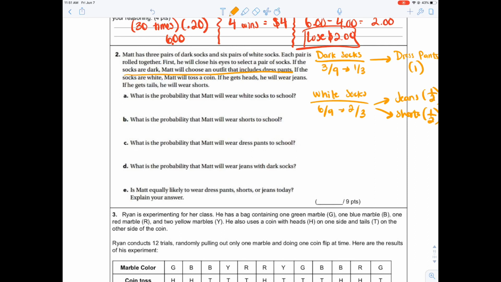Okay. Now let's answer some of these questions here. What is the probability that Matt will wear white socks to school? Well, we already know that he has 3 out of 9 for dark and 6 out of 9 for white socks.